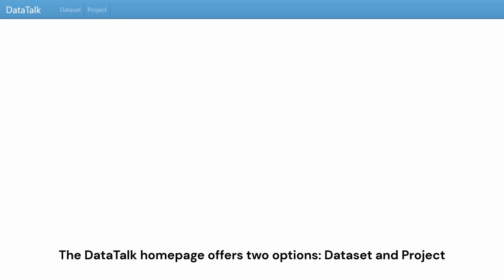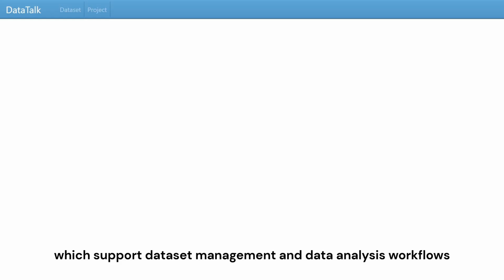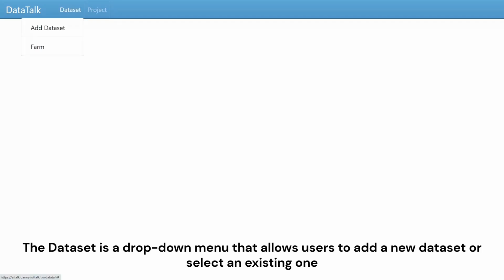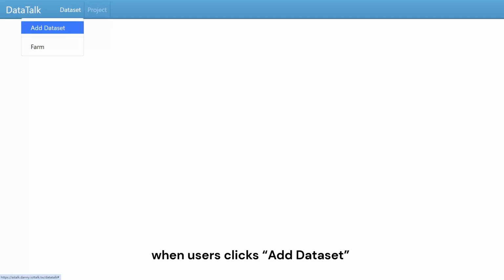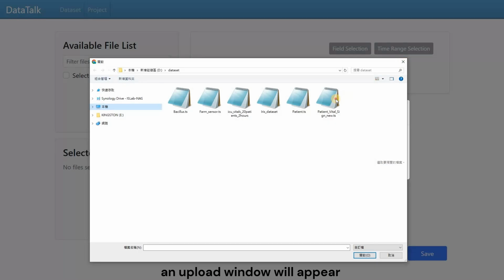The DataTalk homepage offers two options, Dataset and Project, which support dataset management and data analysis workflows. The Dataset is a drop-down menu that allows users to add a new dataset or select an existing one. When users click Add Dataset, an upload window will appear.